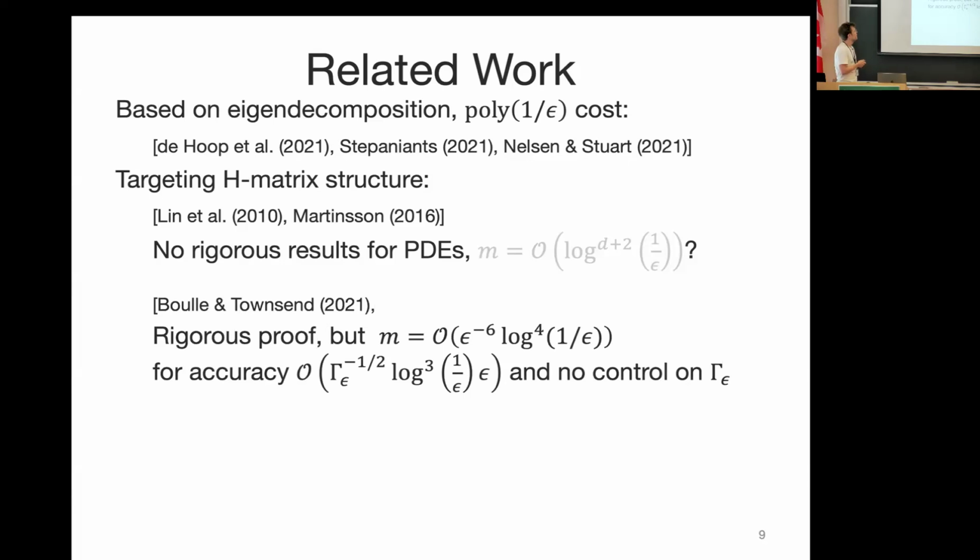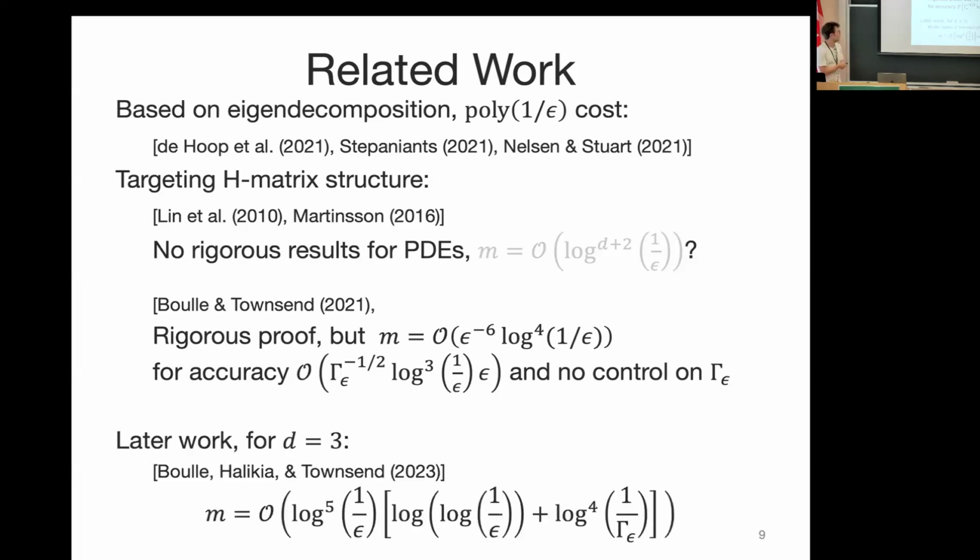Then the first attempt at rigorously controlling the error in these types of algorithms was due to Boullé and Townsend, and I see Nicolas is in the audience, which was the first way of rigorously tracing the error of these reconstruction schemes. However, the limitation was that, on the one side, it still had a polynomial requirement on the number of matrix-vector products, and secondly, that it depends on this quantity gamma epsilon, for which there are no a priori bounds. So in that sense, it's not a rigorous cost versus complexity trade-off in the limit of epsilon becoming small.